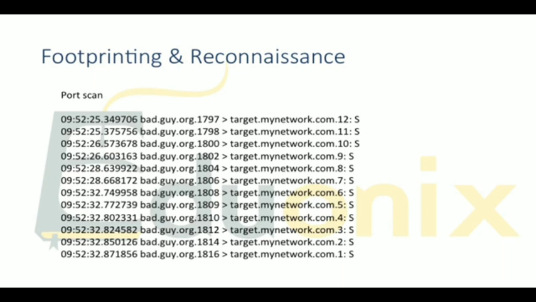Then you know that there'll be something in that /24 range that you can contact. So here, this is a particular port scan going to target.mynetwork.com, and the dot after it is ports 1, 2, 3, 4, 5, 6, 7, 8, 9, 10, 11 and 12. Again, if the port was open you should get a reply back as well.